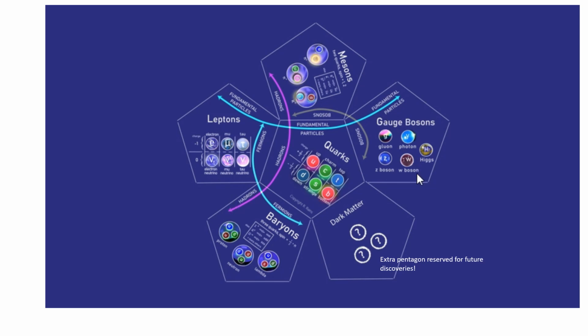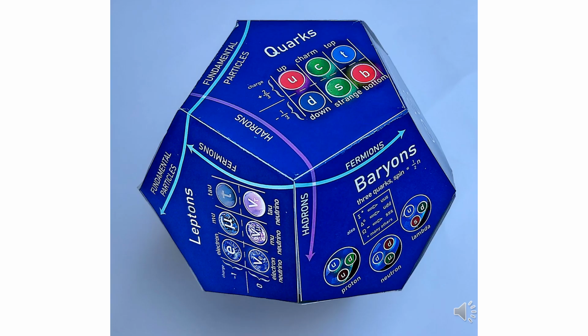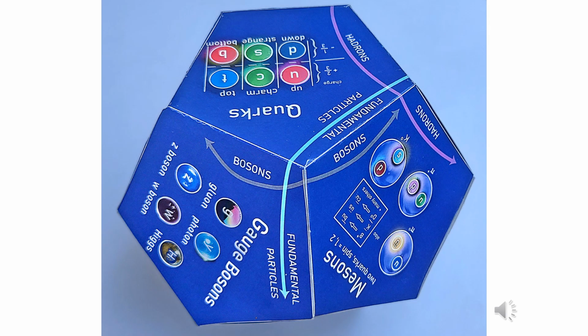Bosons, on the other hand, have integer spins. They're the force-carrying particles. Pions, for example, are mesons that mediate the force between protons and neutrons in the nucleus. Photons, of course, mediate the electromagnetic force, and so forth. Here's a view of the dodecahedron all folded up, showing the baryons and leptons together as fermions. And here's a view showing the mesons and gauge bosons and how they're related as bosons.